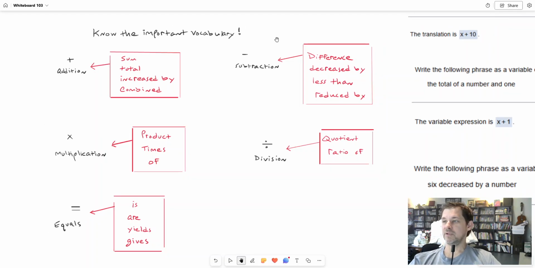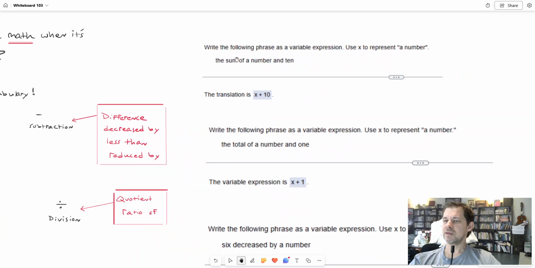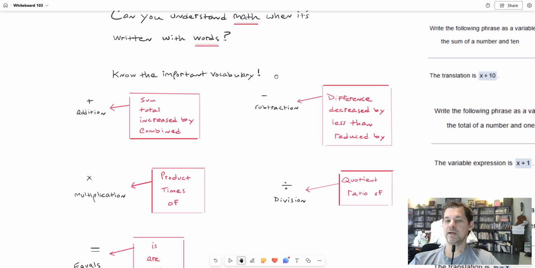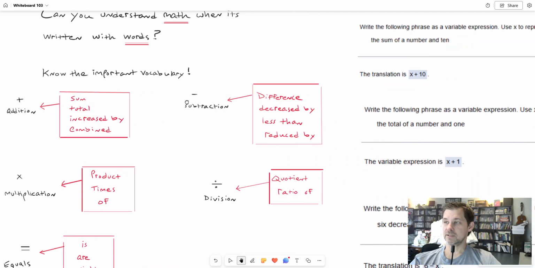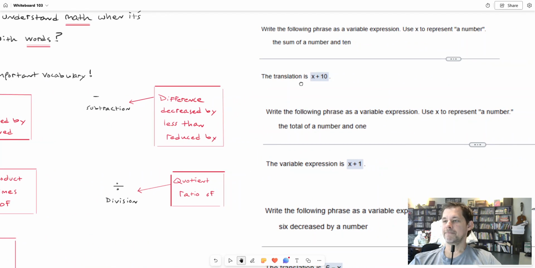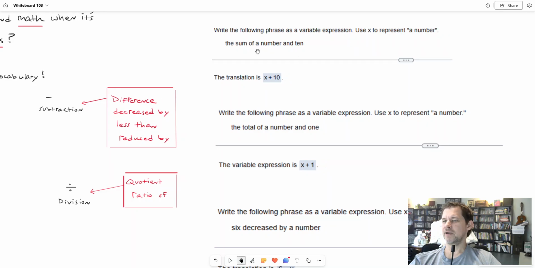Okay, so let's see if we can put this into practice. This one says, what is the sum of a number and 10? Addition is often represented by the word sum. How do you write a number? I know how we write 10, that's 1, 0. So how do we write a number? Well, we'll let x represent the number. So the sum of a number and 10 is x plus 10.